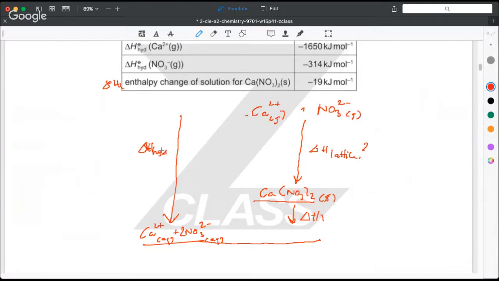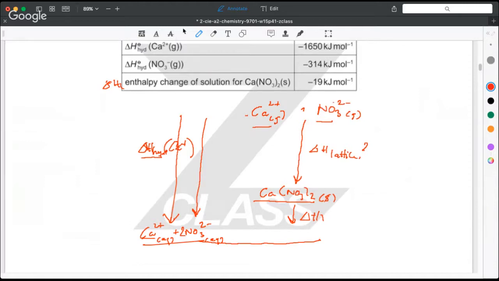And you should be able to calculate the enthalpy change here, because you're dissolving these gaseous ions in water over here. And so you've got two lots of enthalpy of hydrations. You've got the enthalpy of hydration of calcium, that one there. And then the thing that the examiner picked up on is that you've got the enthalpy of hydration of the nitrate, going from the nitrate ion as a gas.